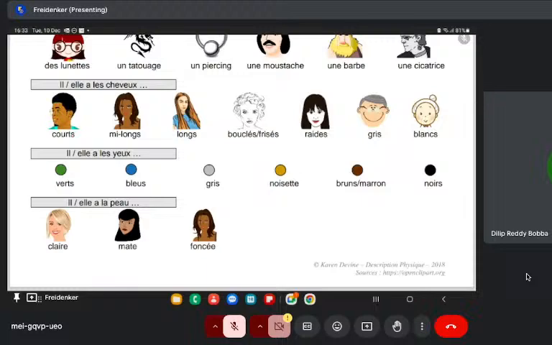Il, elle a la peau. Peau is skin. So clair is bright, so bright skin. Mat, I think you people would know better. I think somewhere in between. Matte, I think I've seen it in ads, so matte finish or something. So maybe something related to the matte, somewhere in between. Foncé, let me see, what does it exactly mean? Okay, foncé literally means dark. So dark complexioned. So bright, somewhere in the middle, and then you have dark complexion. So peau is skin.